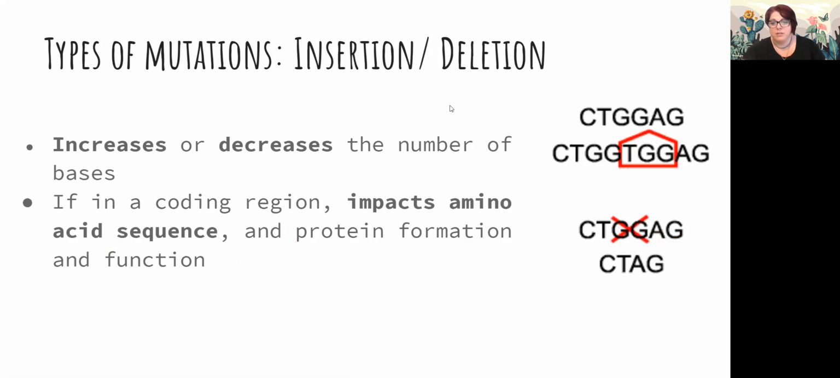Some of the other types include insertions and deletions. So this is pretty much what they sound like. You have an increase or decrease in the number of bases in that given area. So if you see here, you have this six letter code, but we've added 3 more in. Or down here, you've taken 2 out. So if this is in a region that actually codes for the amino acids that make the proteins, it could be that now you're missing pieces or you have extra pieces, and that can again affect the protein's structure, which would affect its function.